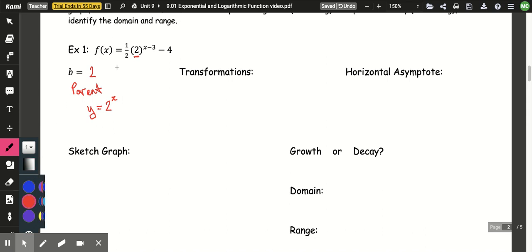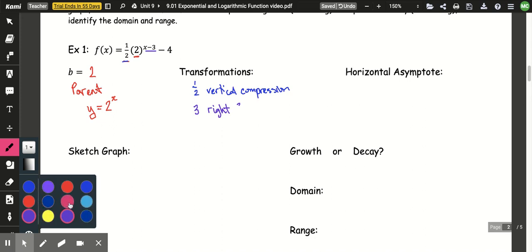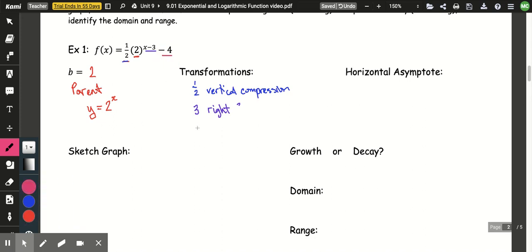Okay, now for our transformations, we have an a value of 1/2. There we go. So we have an a value of 1/2. So the 1/2 is a vertical compression by a factor of 1/2. Then in the power, we've got an h value of 3. So that would be translated right 3 units. And then at the very end of this, we have -4. That's a k value. So that would be 4 units down.